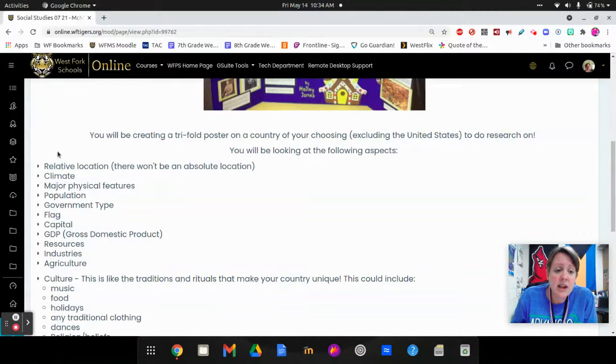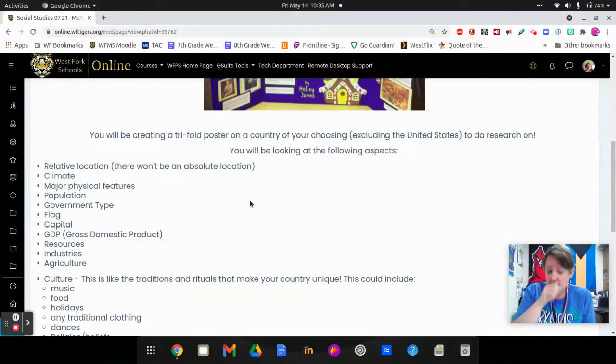So the physical parts of that include the climate. What kind of climate would we expect if we went to this country? Any major physical features? The first thing I thought of was Japan, and something that's very famous in Japan is Mount Fuji. So that would be a major physical feature. So there's some mountains there. For example, in the United States, the middle of the United States is a plain, and then on the East Coast, the Appalachian Mountains, and further on the west would be the Rocky Mountains. So there's actually a lot of different physical features in the United States because it's so large.